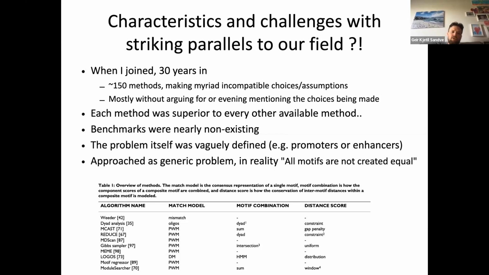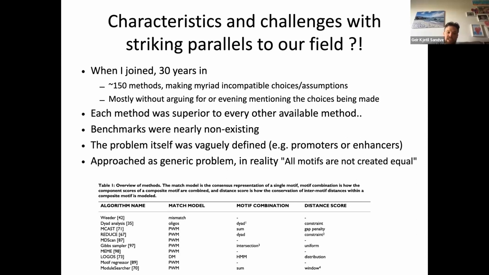There were almost no objective benchmarks, no neutral benchmarks to use. And those benchmarks that existed often couldn't conclude anything specific because the data sets were too small to see very strong, clear differences. Also, the problem itself was a bit vaguely defined. It means that there were probably tens of different variations of the problem that different people worked on. And it wasn't always clear which method was supposed to work as what. So, for instance, are you searching for regulatory elements in promoters or enhancers, for those that are into that?